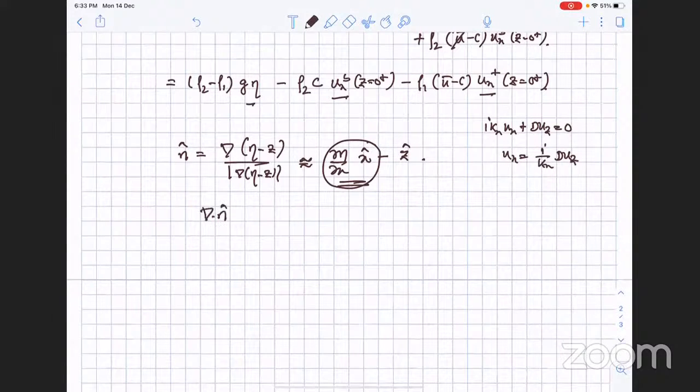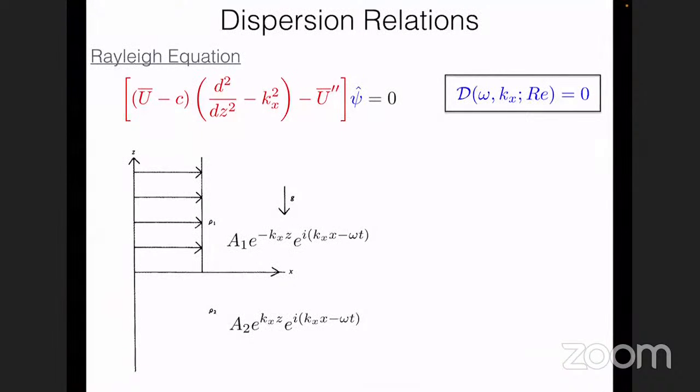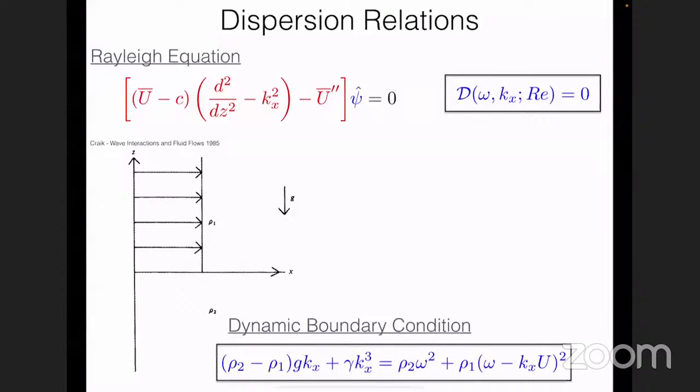So divergence of n cap, in the linear limit, is dou squared eta dou x squared. If I write divergence of n cap in the normal mode form, that would be minus kx squared eta. If I put all of this together, I'll have a dynamic boundary condition, and this will allow me to solve for omega.